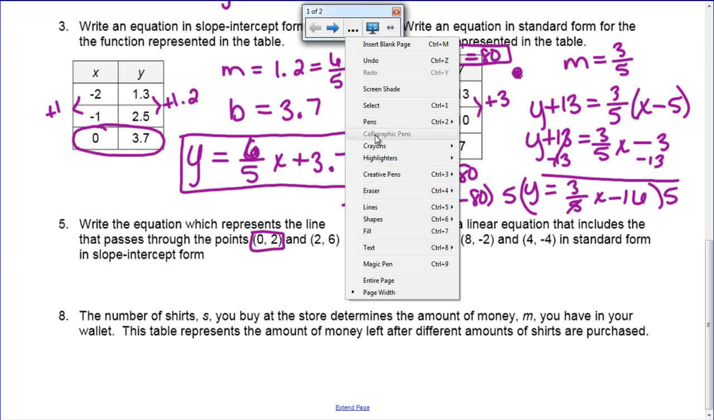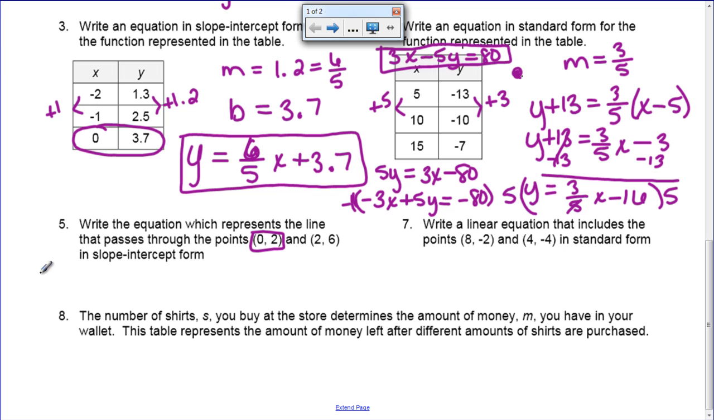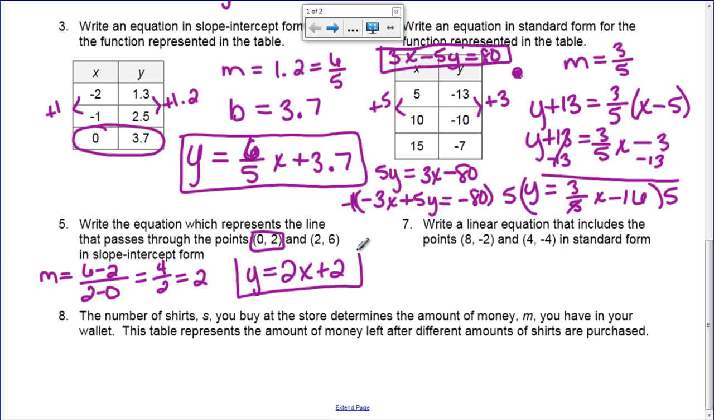So I want to find the slope, and I'm just going to find the slope by subtracting my y's over subtracting my x's. So I'm going to do 6 minus 2 over 2 minus 0. So I subtracted y's, subtracted x's. Well, 6 minus 2 is 4. 2 minus 0 is 2, so that becomes 2. So my slope is 2, my y-intercept is 2, so my equation in slope-intercept form is y equals mx plus b. That's slope-intercept form. So that one was pretty easy.